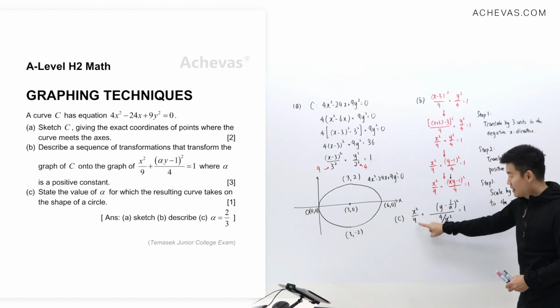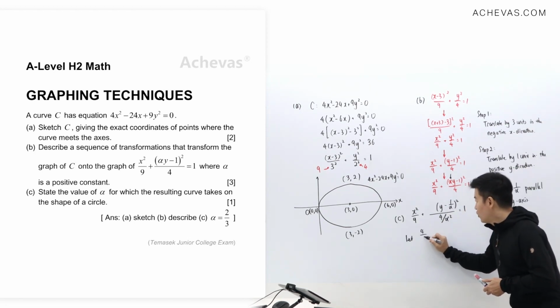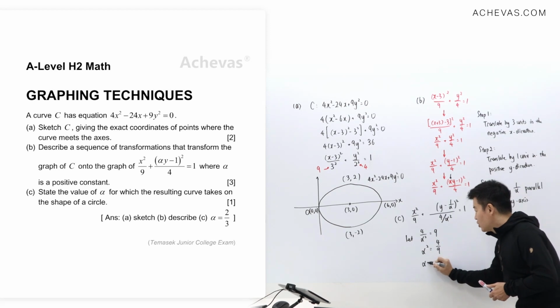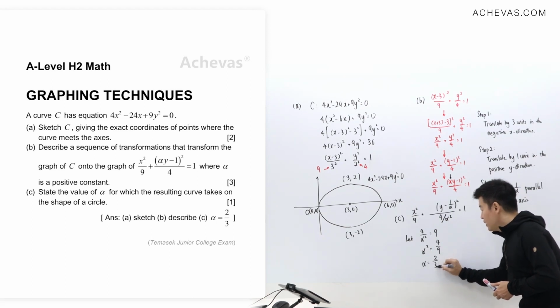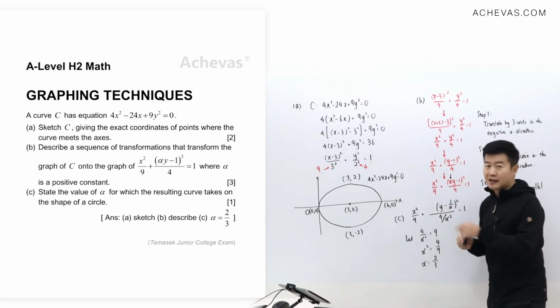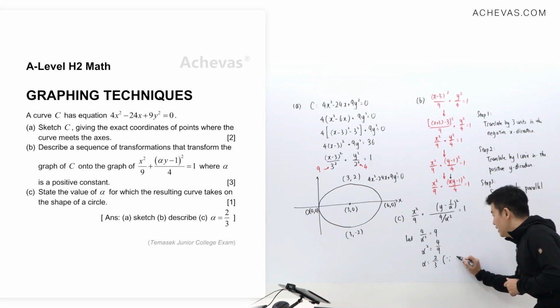So I need this to be exactly the same as this. So we are going to let 4 over alpha squared be equal to 9, which means that alpha squared is going to be equal to 4 over 9. So alpha is going to be equal to 2 over 3. And are we going to consider negative 2 over 3? We are not going to, because again, the question mentioned to us that alpha must be positive. So let me write down the reason here: because alpha must be a positive number.